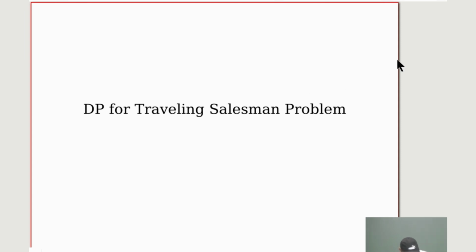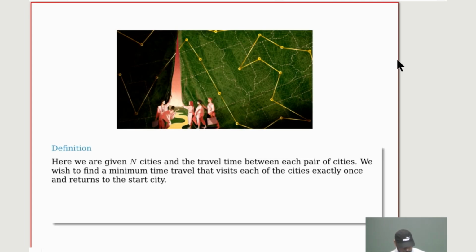Okay, so one very closely related example for shortest path is the traveling salesman problem. So one may recall what a traveling salesman problem is. Here we are given n cities, and the travel time between each pair of cities, and we wish to find a minimum time travel that visits each of these cities exactly once and returns to the start city. Okay, so this is basically the traveling salesman problem, if you can recall.